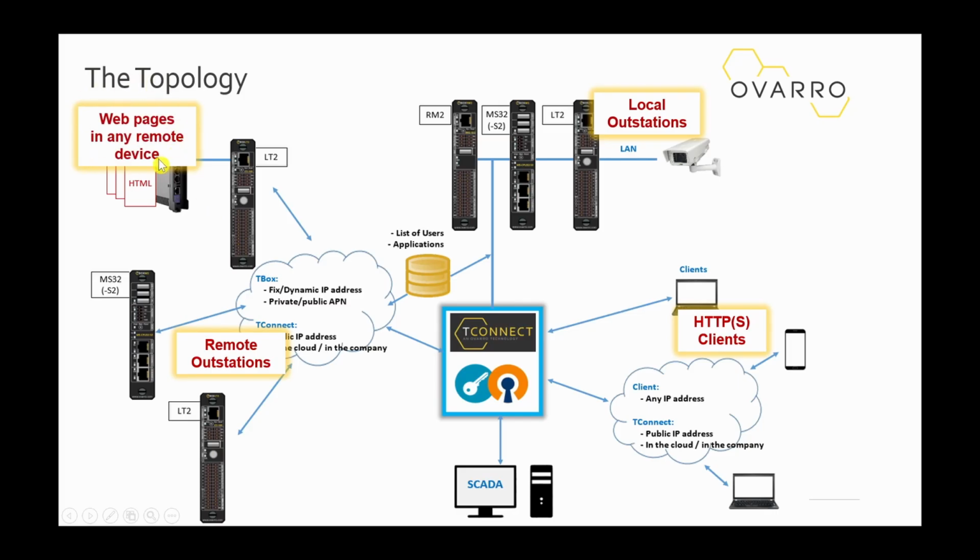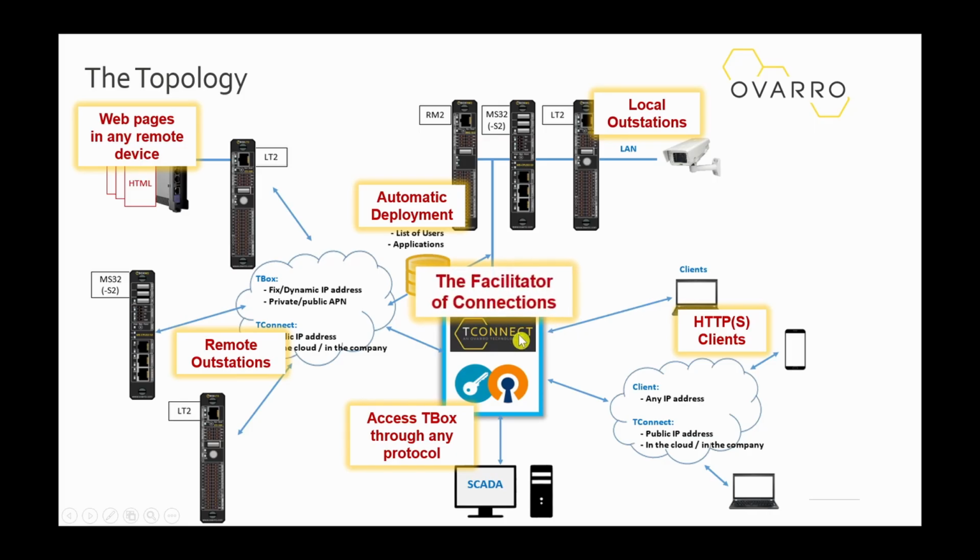We can have devices behind the T-Box, and the T-Box will act as a gateway to access web pages behind it. If you have a SCADA and you want any protocol to be accessible to the T-Box, the SCADA can go through TConnect to access the T-Box. And finally, we can deploy a list of users and applications automatically to the T-Box. In summary, TConnect constitutes a facilitator of connections. But let's first install and run TConnect and see its configuration.